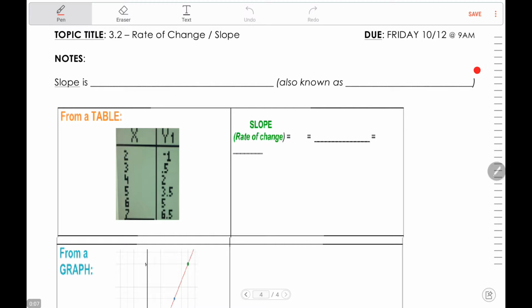So slope is a number that tells us how steep a line is. In Spanish it's escarpado, it's steepness. What it is, it's going to be rise over run when we talk about slope. You've probably heard about this in middle school. Another word for slope is rate of change.